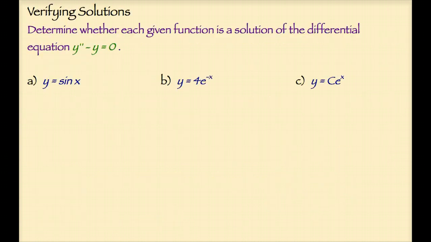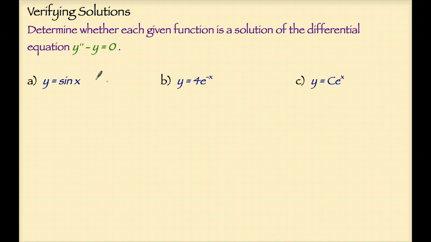In the previous example, you may have realized there could be more than one solution to a given differential equation. So in this example, we're going to determine whether each of these three functions is a solution of the differential equation y double prime minus y equals 0. After all, we just need to find a function such that its second derivative minus the original function equals 0.